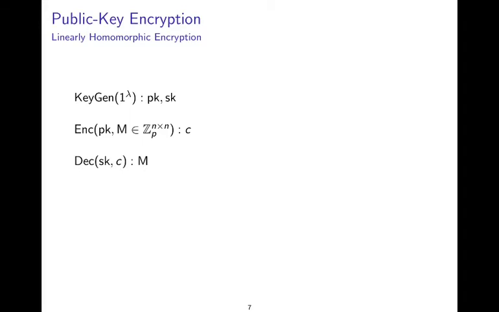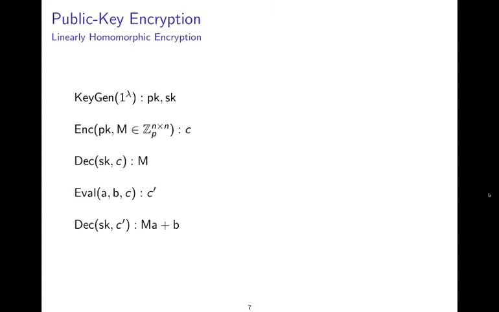A linearly homomorphic encryption is a special kind of public key encryption. A public key encryption scheme has two keys, a public key PK and a secret key SK. The public key here is used to encrypt a message M into a ciphertext. Then the secret key SK can be used to retrieve the message back from the ciphertext. In the scheme I'm talking about currently, the messages are n by n matrices over the integers modulo p.